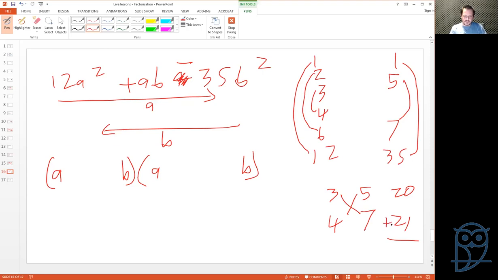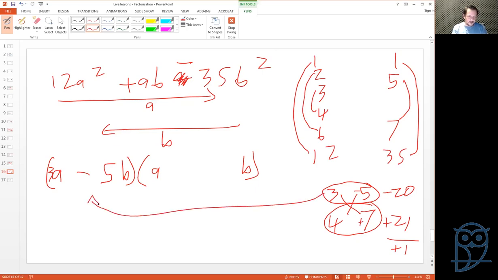So we know that we want a coefficient of plus 1 here. So therefore we need plus 21, minus 20. And then we need a plus 1. So therefore that's a plus and that's a minus. So therefore that is my bracket and that is my bracket numbers. So it's going to be 3a minus 5b, that's this bracket over here, that goes there. And this one over here, 4a plus 7b, that one over there.